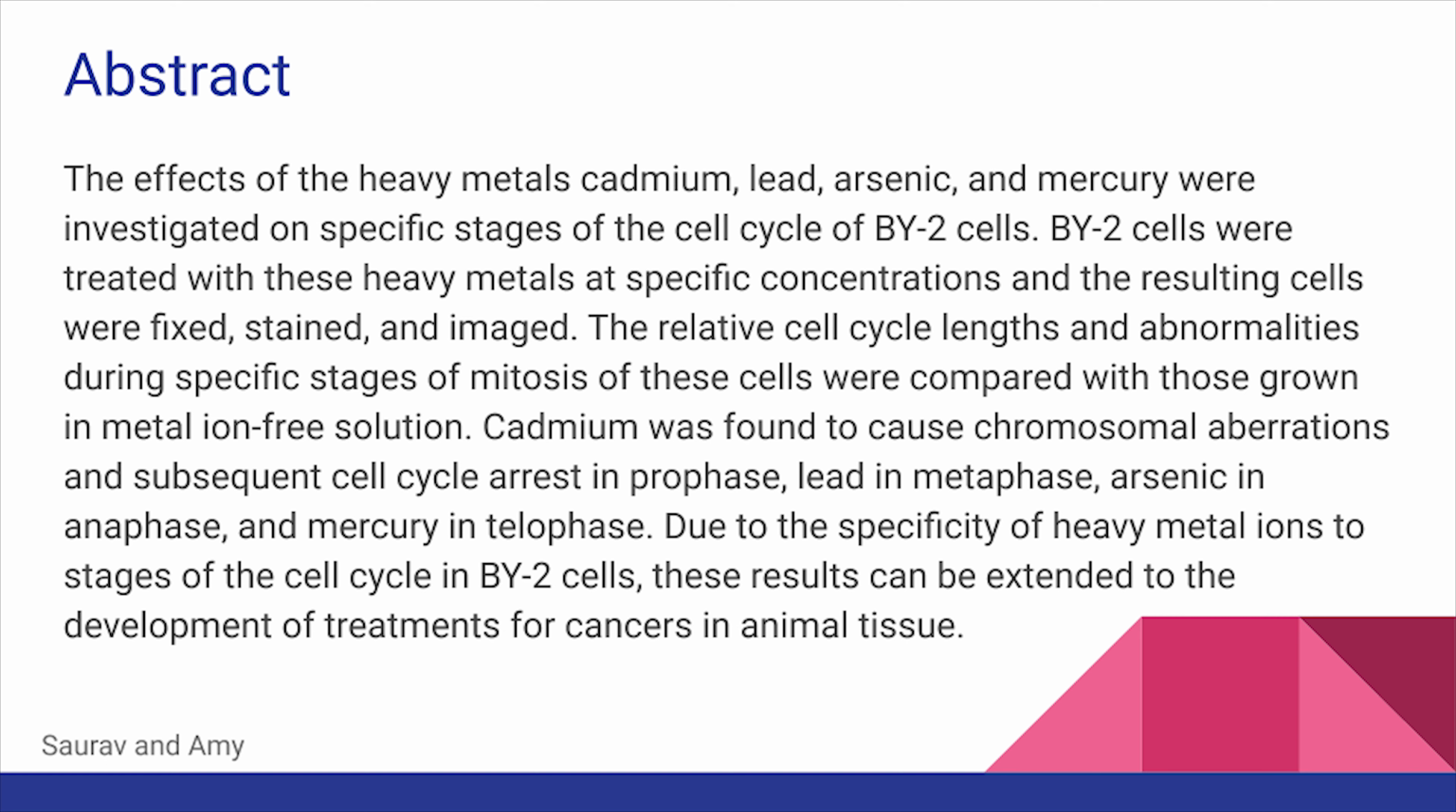Cadmium was found to cause chromosomal aberrations and subsequent cell cycle arrest in prophase, lead in metaphase, arsenic in anaphase, and mercury in telophase. Due to the specificity of heavy metal ions to stages of the cell cycle in BY-2 cells, these results can be extended to the development of treatments for cancers in animal tissue.